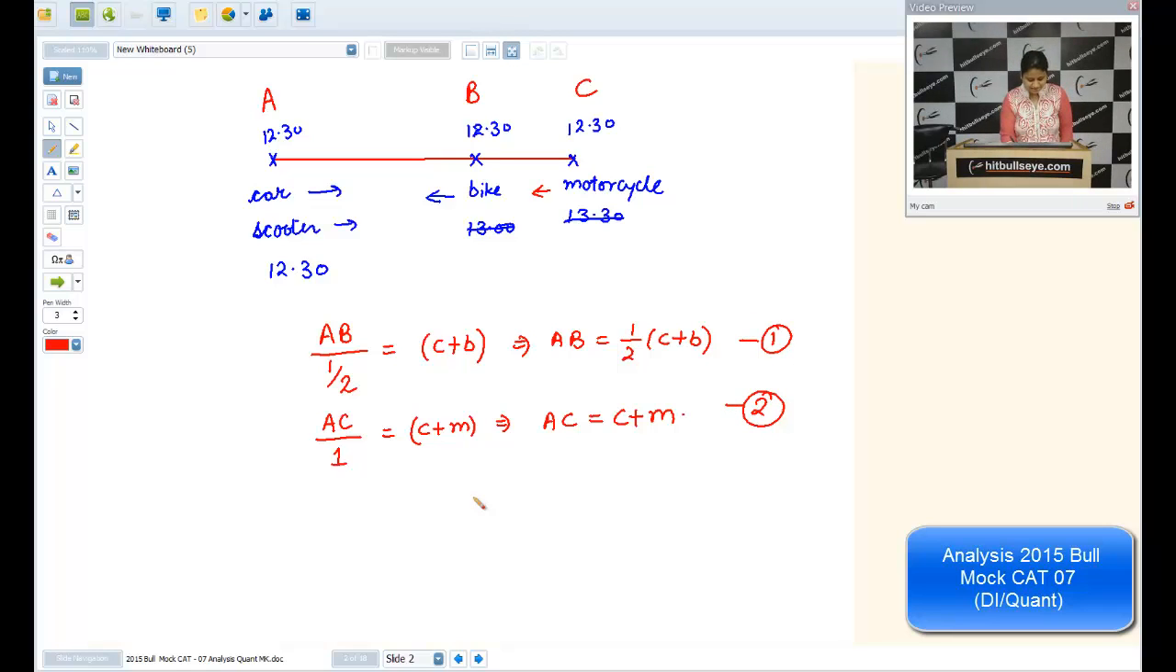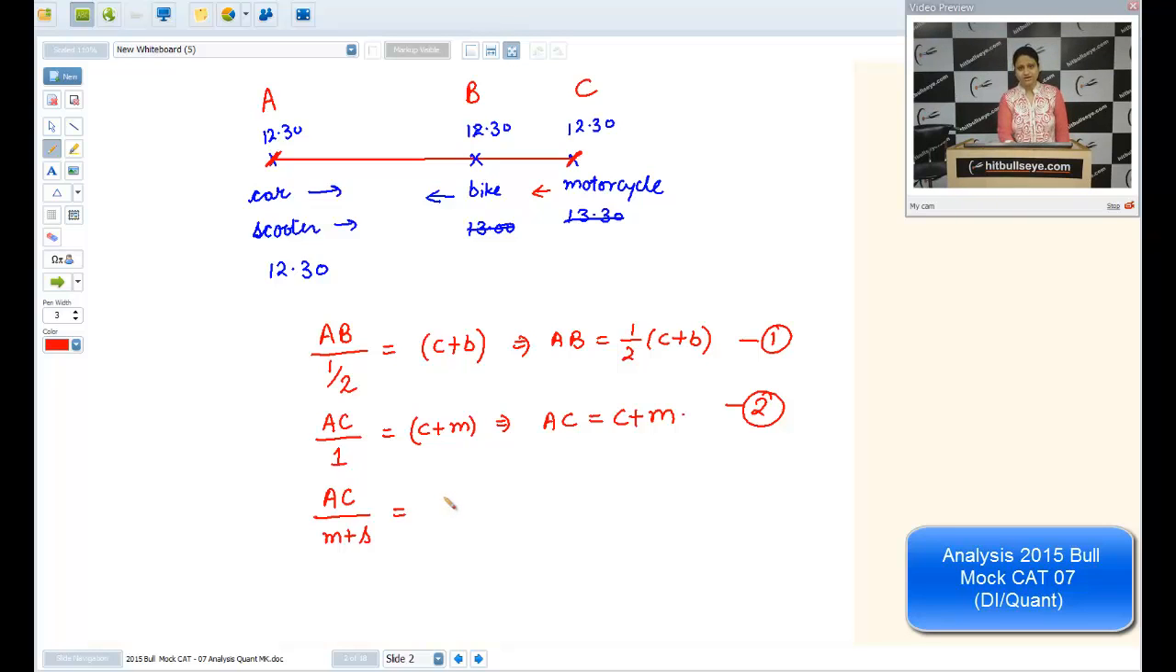Now the next line: the motorcycle met the scooter at 13:45. The motorcycle is starting from C and meeting the scooter. It means the distance to be covered was AC, and since both are moving in the opposite direction, I'm taking the addition. So it will be M plus S. Now the time: they started at 12:30 and they are meeting at 13:45.